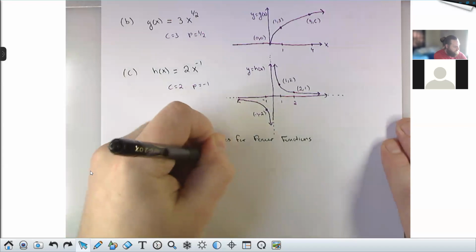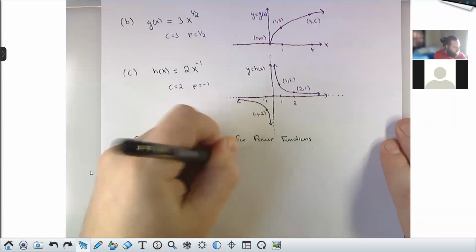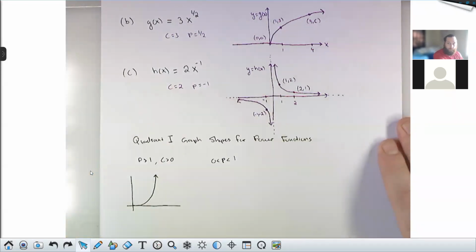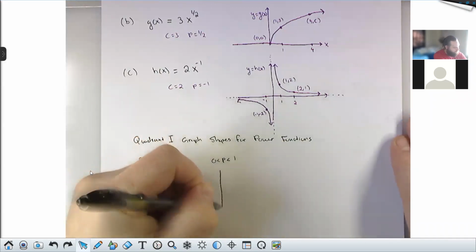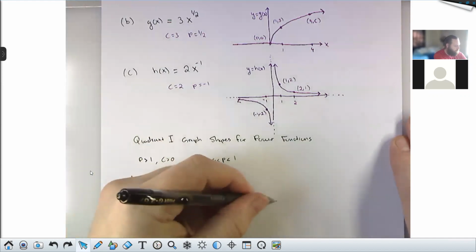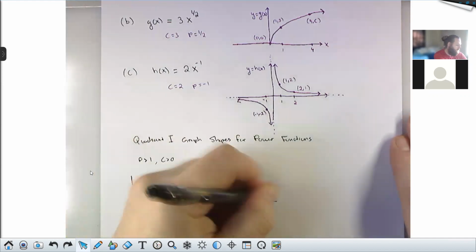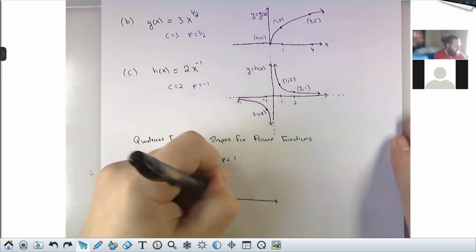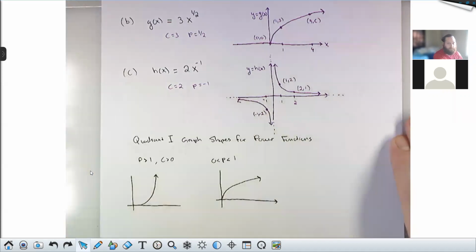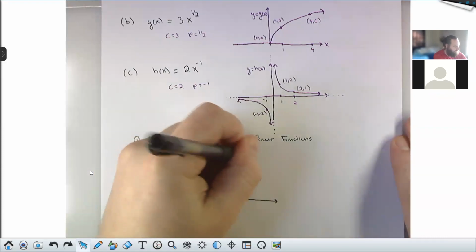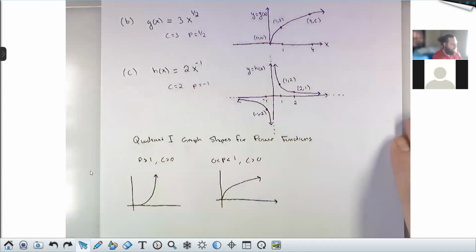If the power p is between 0 and 1, like 1/2 or 1/3 or 0.1234, then the quadrant 1 shape will be that kind of root function shape that we saw in h of x, that sort of half of a sideways parabola looking thing, something like this. And again, here I'm assuming that c is positive.